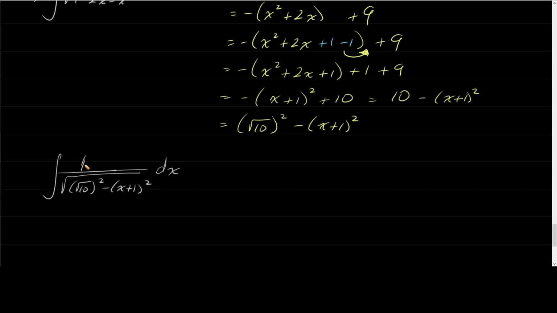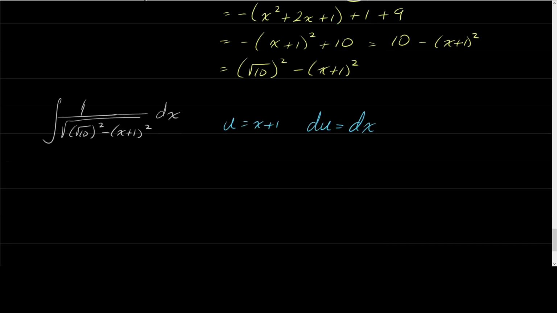All right, and in there, you should see what format this is. If I let u be equal to x plus 1, then du is equal to just dx. So this integral can now be rewritten as the integral of 1 over the square root of radical 10 squared minus u squared du. And that fits the format of something very perfectly. It fits the format of arcsine.